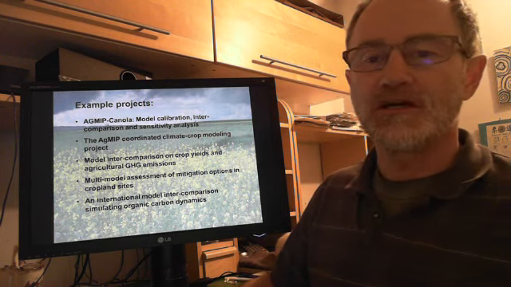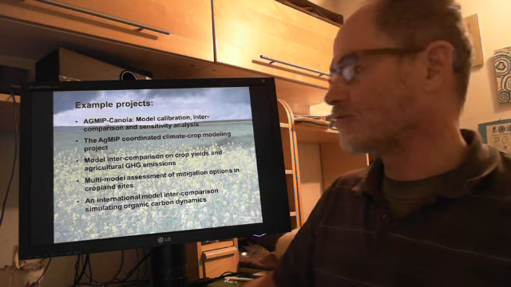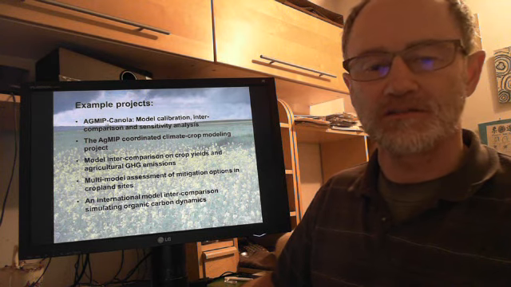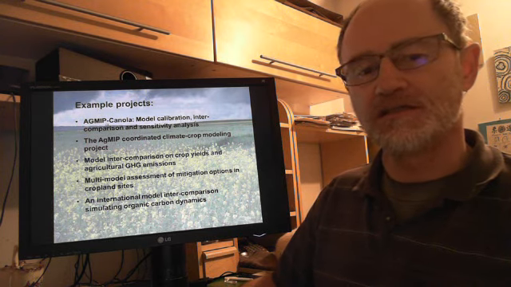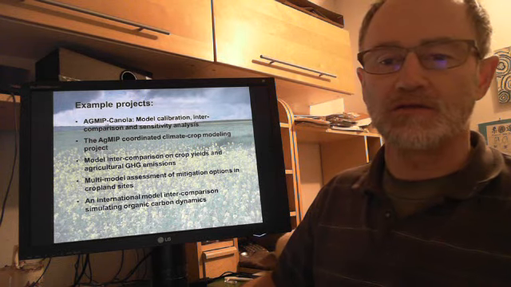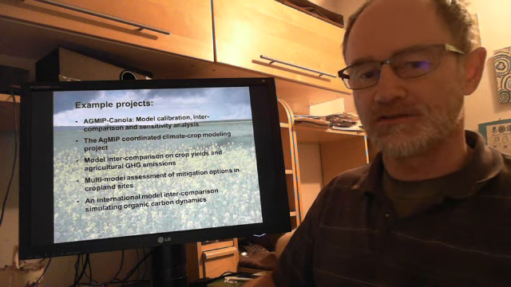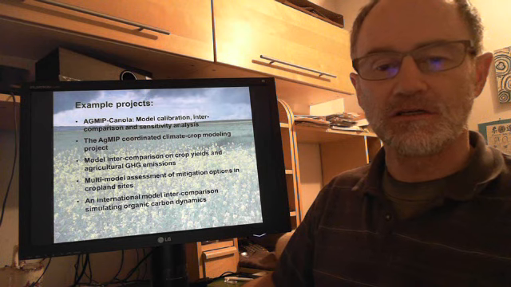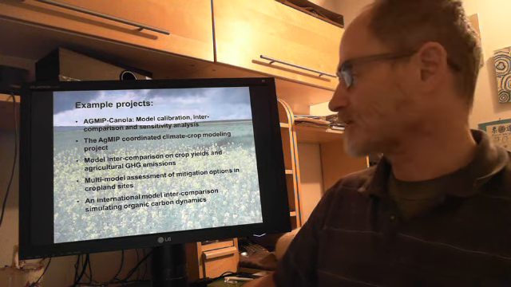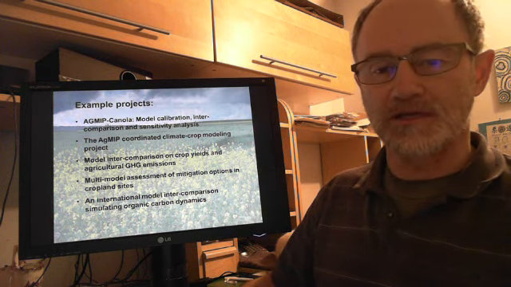AgMIP includes at least 30 ongoing modeling projects. Here I'll give a few examples of projects I'm currently involved with. There's AgMIP Canola, where there's model calibration, intercomparison, and sensitivity analysis. The AgMIP coordinated climate crop modeling project. The model intercomparison on crop yields and agricultural greenhouse gas emissions. The multi-model assessment of mitigation options in grasslands, and an international model intercomparison simulating organic carbon dynamics.